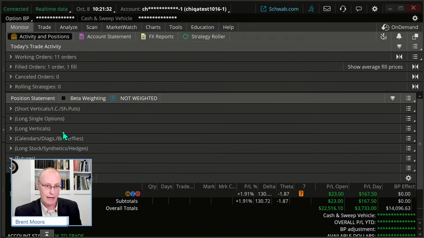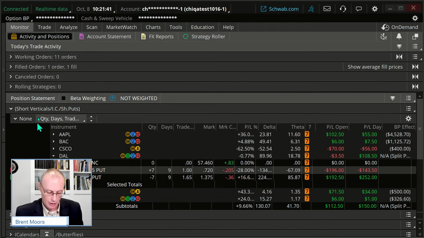Let's go over here and I'm just going to start at the top. I'm not going to hit every trade. I'll try and get a representative example of different types of trades just because we're going to run out of time, I think. But if we have time, we'll go through everything. I'm going to go to my short verticals, iron condors, short puts.